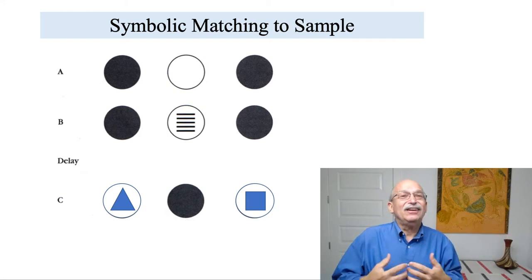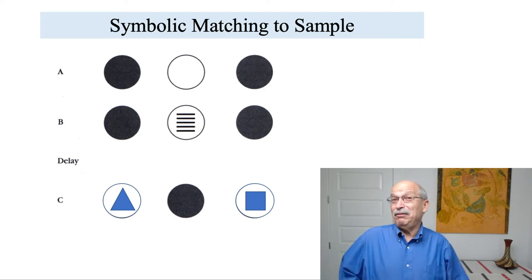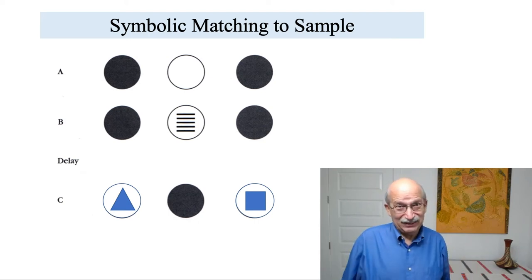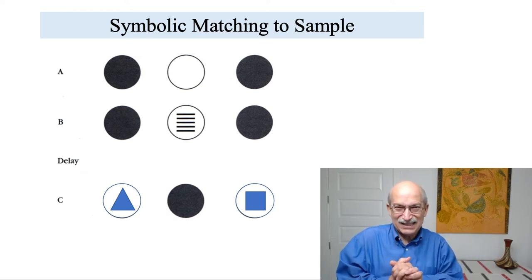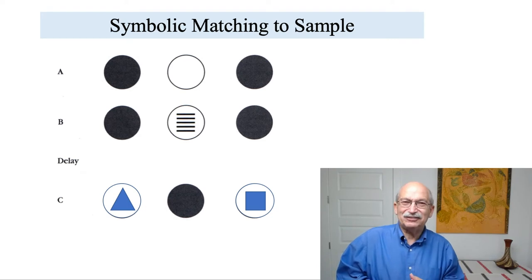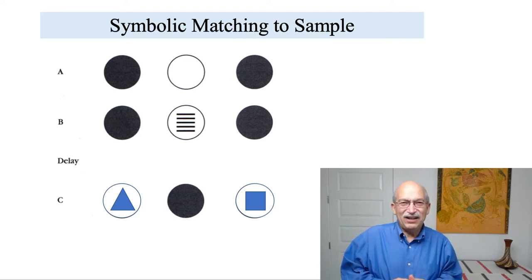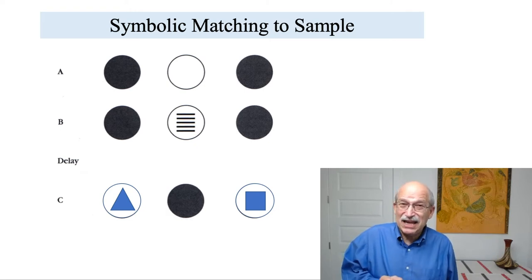When I first learned about symbolic matching to sample, I thought, man, this seems kind of hard to figure out, and probably pretty hard to learn. It turns out it's not difficult to learn at all. In fact, symbolic matching is learned about as fast as identity matching. So why should we concern ourselves with symbolic matching to sample? It turns out it is the basis for the establishment of a vocabulary, for learning the meaning of words.